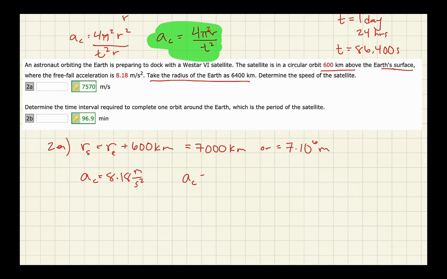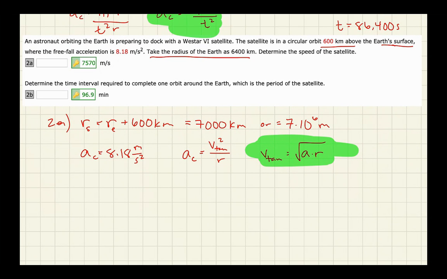So my centripetal acceleration is equal to v tangential squared over r. And v tangential would be equal to the square root of a times r. Plug in your numbers, chug out an answer. All done. The second part of this question is evaluating the time required to complete one full orbit around the Earth. This time for one full revolution is also referred to as the period. And period, as you read, is denoted with a capital T, and that's the equivalent of the time taken for one full revolution.